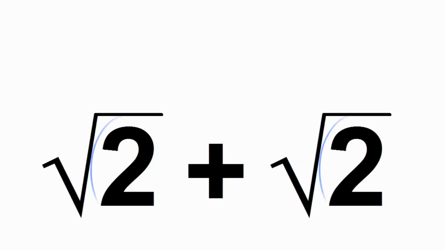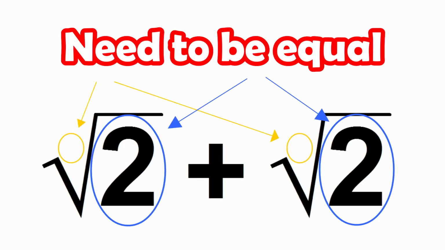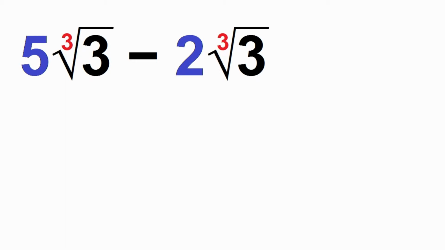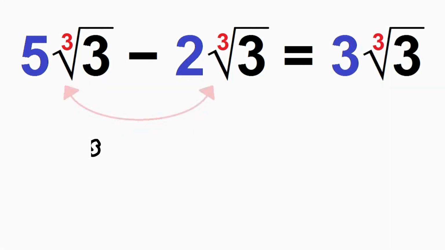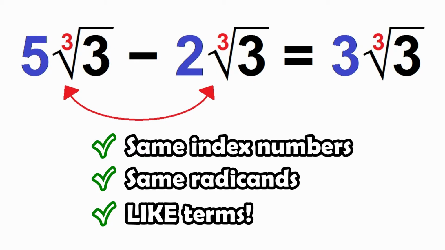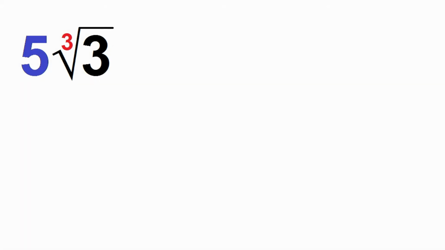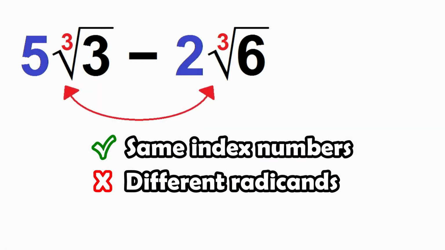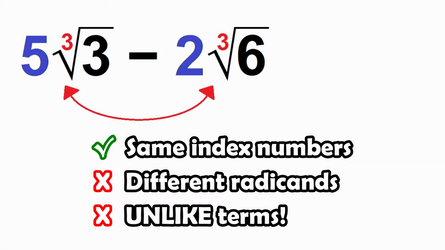Also, for this to work, the radicands and the index numbers have to be equal, because you're basically combining like terms. So, for example, 5 times the cube root of 3 minus 2 times the cube root of 3 can be simplified to 3 times the cube root of 3, because these are like terms. But if you had 5 times the cube root of 3 minus 2 times the cube root of 6, this wouldn't work at all. These are unlike terms and can't be combined.